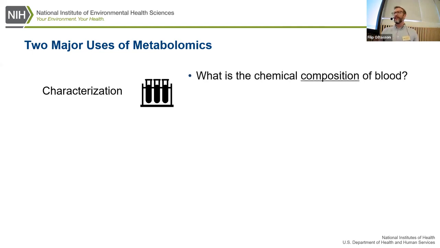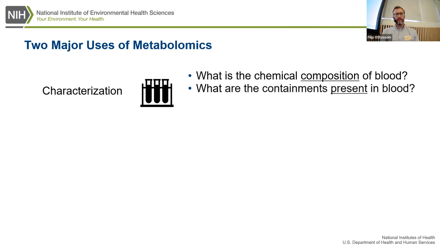So, some example questions that you may ask. What is the chemical composition of blood, right? There you could imagine you could just take one representative sample, like the standard reference material from NIST, and you could go through, extract that multiple ways, use different types of chromatography, different types of mass spectrometry, try to bundle it all together to understand what's truly in the blood sample.